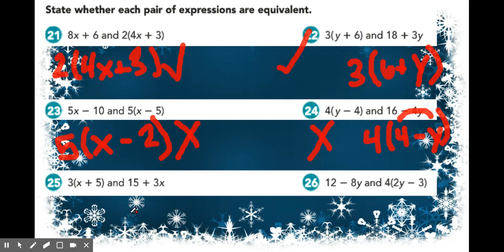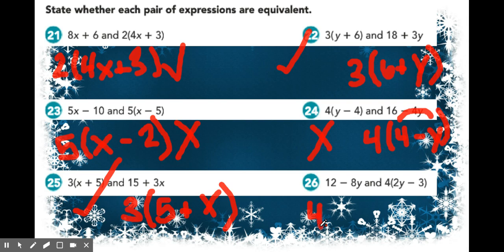15 plus 3x, I can factor out a 3. 3 goes into 15 5 times, and 3 goes into 3x, 1x. Again, the inside is flipped, but because I'm working with addition, I know the order doesn't matter, so these two are equivalent.